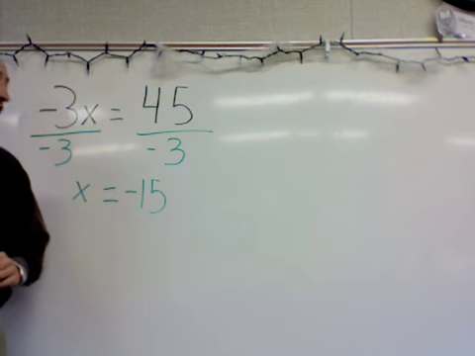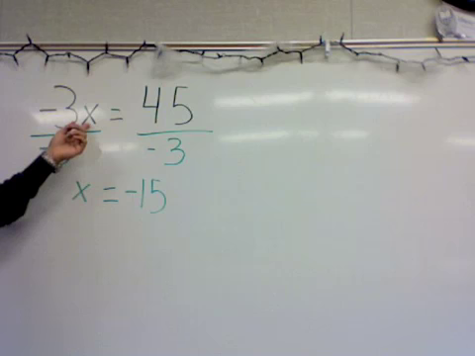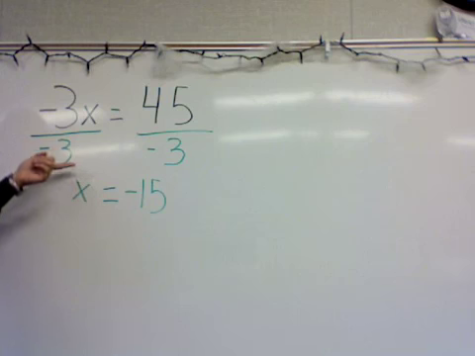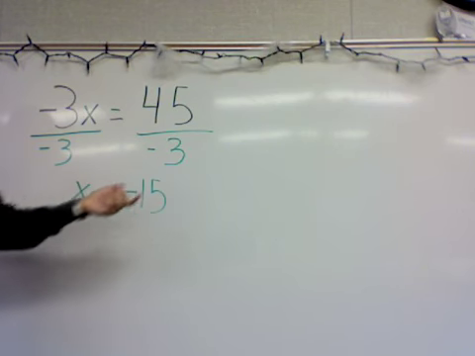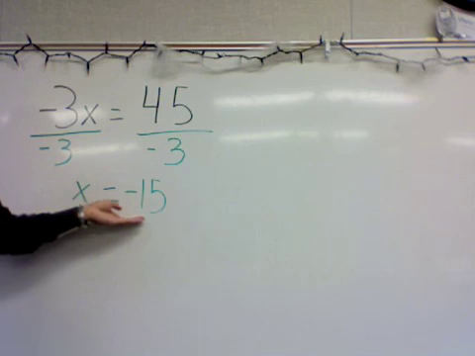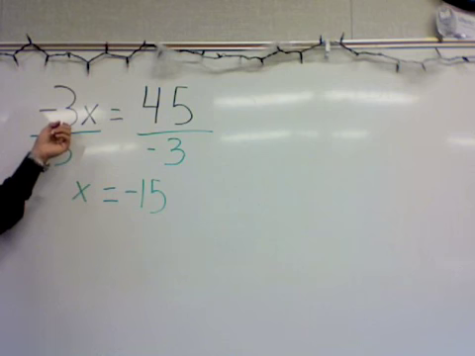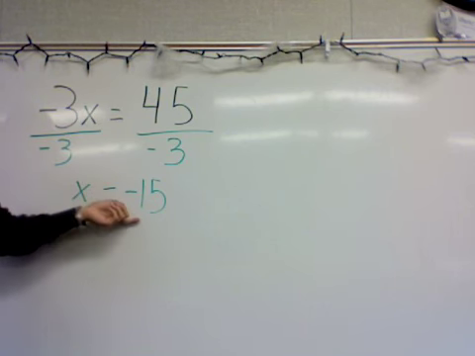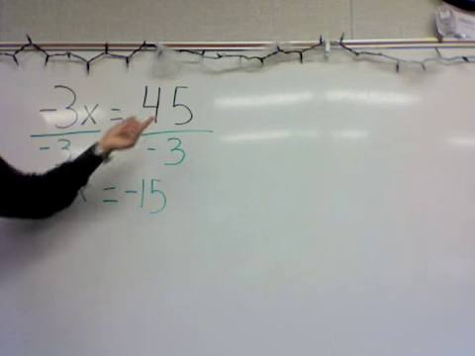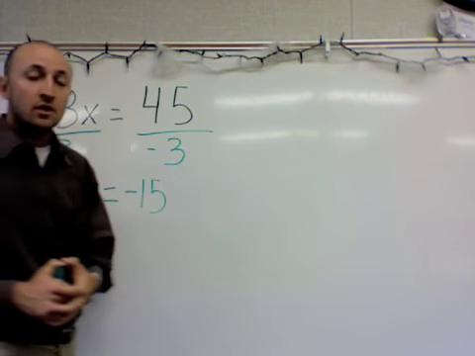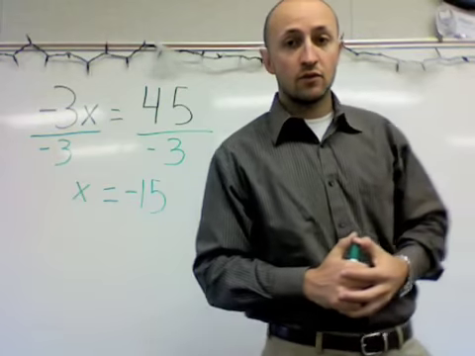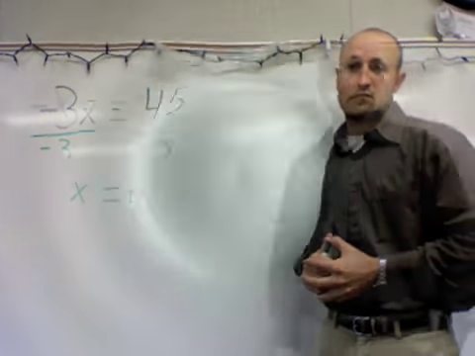And now I know I was able to find what the value of this variable is by doing the opposite operation. I divided both sides by negative 3. And it tells me x is equal to negative 15. I can go back and check my work. Negative 3 times a negative 15 gives me a positive 45, because if you remember, a negative times a negative is always going to be a positive.